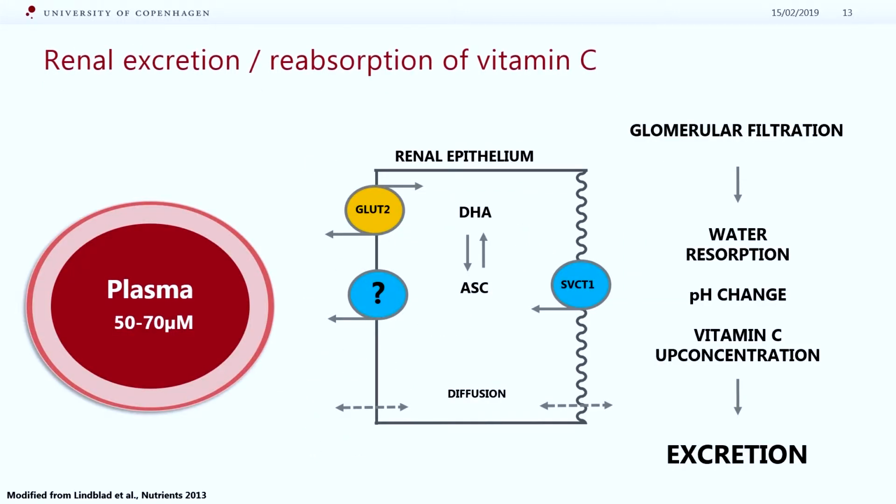So, in the kidneys, normally we would have the glomerular filtration ending up in the kidneys where we have water resorption, and pH lowers in the kidneys. Once you take up some of the water, we get an up-concentration of vitamin C and we would get it excreted. But here, vitamin C, again, is very different from any other drug you might see in the sense that we have active reabsorption, which is pretty unique. But again, how it leaves the renal epithelium is not known.